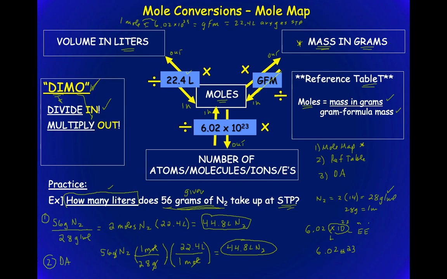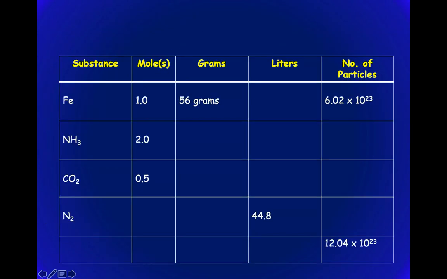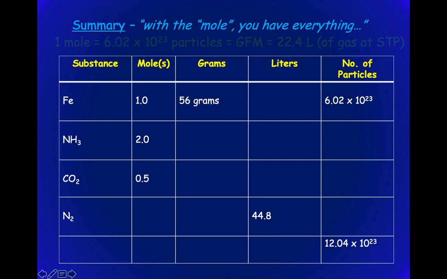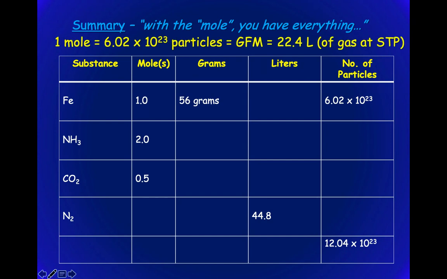We'll do a couple examples on the other page to fill out the chart, and then the rest will be up to you. So if we go to the next page, you can think about the mole being your way and get these kind of easy. If I had 1 mole of iron, that really is 56 grams, which is the GFM. We wouldn't really worry about liters because iron is a solid in this case, and because it's 1 mole, that's always 6.02 times 10 to the 23rd.